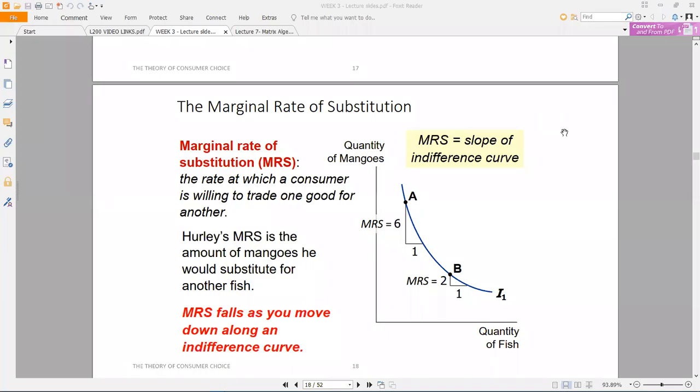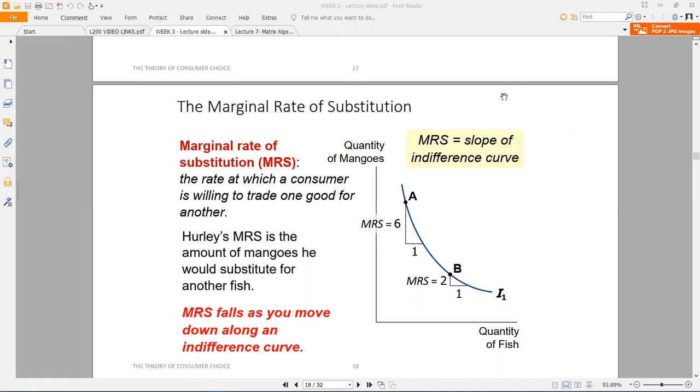All right, so we continue with the marginal rate of substitution. Now, when you have the indifference curve, the slope of the indifference curve is what we call the marginal rate of substitution. It measures the rate at which a consumer is willing to sacrifice one commodity for another.